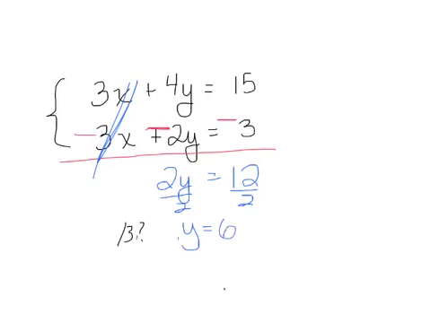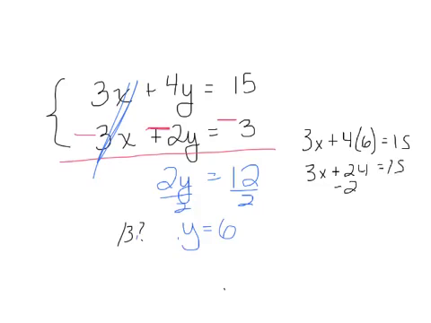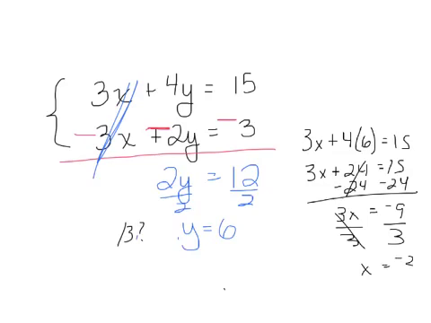So let's try this again. 3 times an x value plus 4 times 6 is going to equal 15. So I get 3x plus 24 is equal to 15. Subtract 24 from both sides. I get 3x is equal to -9. Divide by 3, divide by 3. x will equal -3. So in this case, I get a solution of (-3, 6).